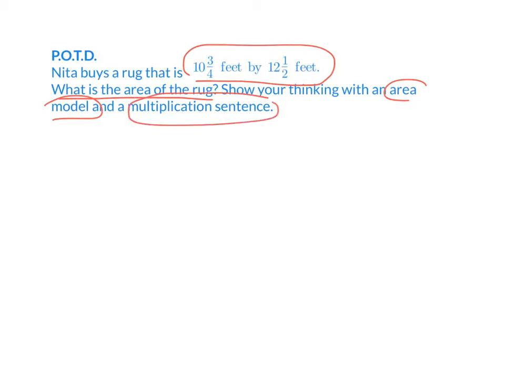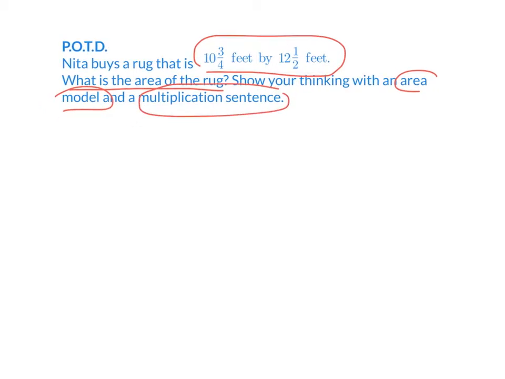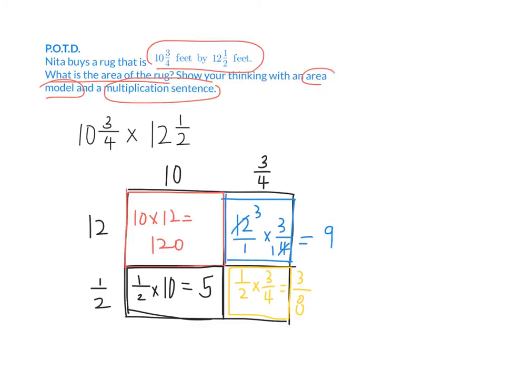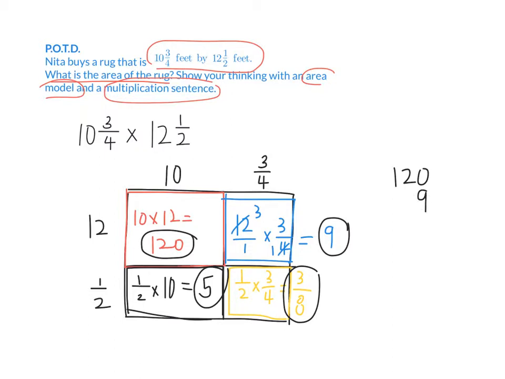So right off the bat, what would our multiplication sentence be? Brian? Very nice. 10 3/4 times 12 1/2. Go ahead and draw an area model. So after doing the area model, I see my partial products are 120, 9, 5, and 3/8. So to find the whole area, I have to do 120 plus 9 plus 5 plus 3/8.